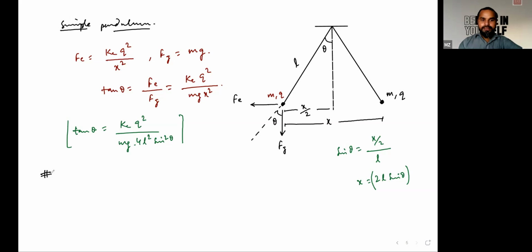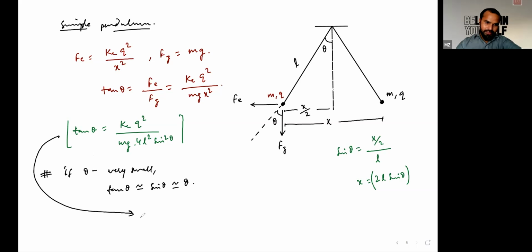Now, if there is a condition given in the question that theta is very small, then for a very small angle, tan theta is approximately equal to sine theta, which is approximately equal to theta only. Okay. Yes, sir. Now just put the value of theta in this particular part, and put the value of theta from this as well in this expression. This equation will reduce to x and q only.